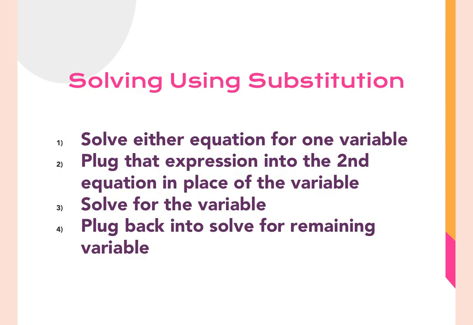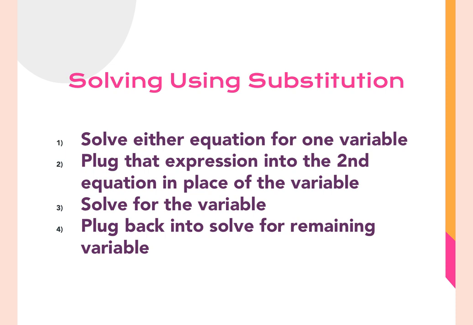So when you're solving using substitution, which is the first method we're going to cover, you're going to get two equations with two variables. That's what a system looks like. You're going to pick and solve either equation, it doesn't matter which one, for either variable, it also doesn't matter which one you solve. Then you plug what you get from that into the other equation in place of that variable. You'll solve for the remaining variable, you'll be down to just one at that point, and then you'll plug back in to solve for the remaining one.